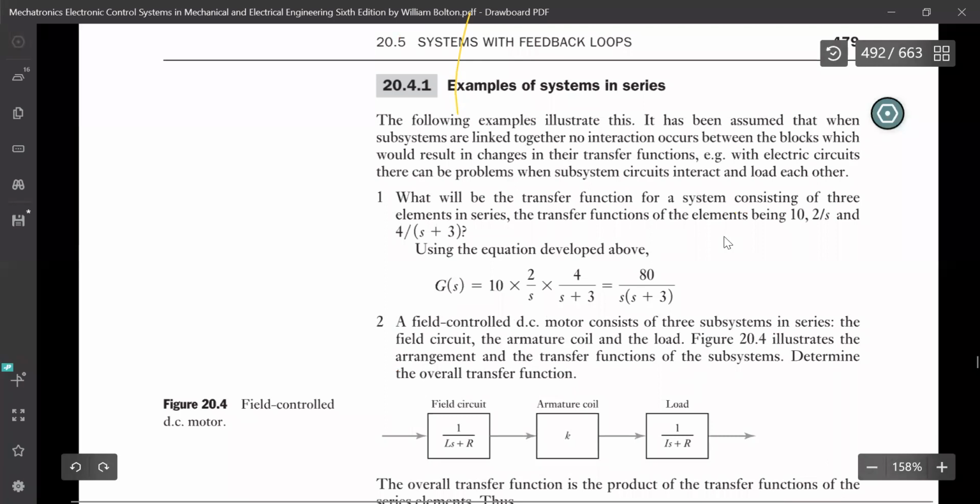Now there's a very simple example over here. We have three systems, and the gains have already been given to you: 10, 2 by s and 4 by s plus 3. You need to find out the total gain. What you do is you just multiply all these three and you get the final gain for the system.